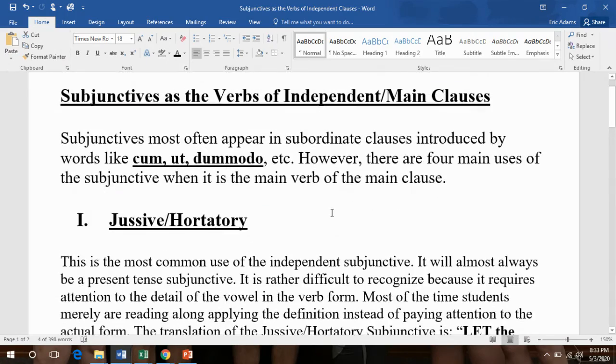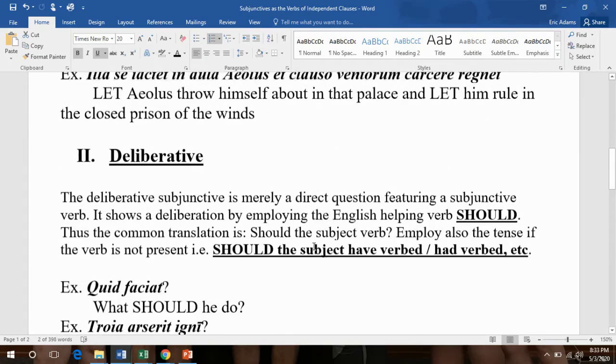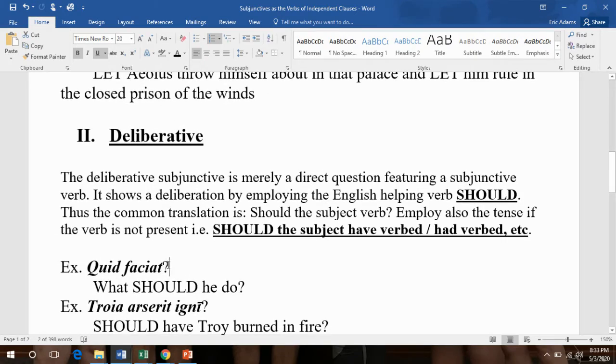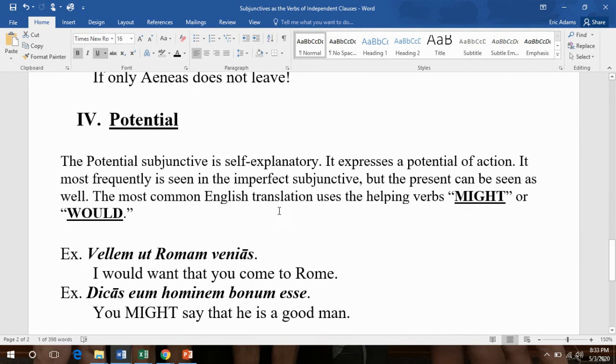It wasn't too long, but those are the ways in which one finds the subjunctive when it is the main verb. You have the jussive hortatory, let the subject verb. You have the deliberative, asking a question, should. You have the impossible wish, utinam, would that, and then finally the potential, I would imperfectly want, or the subject might presently.